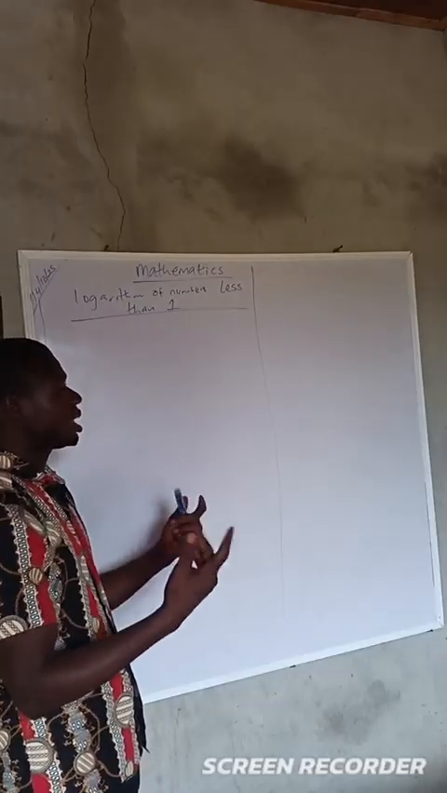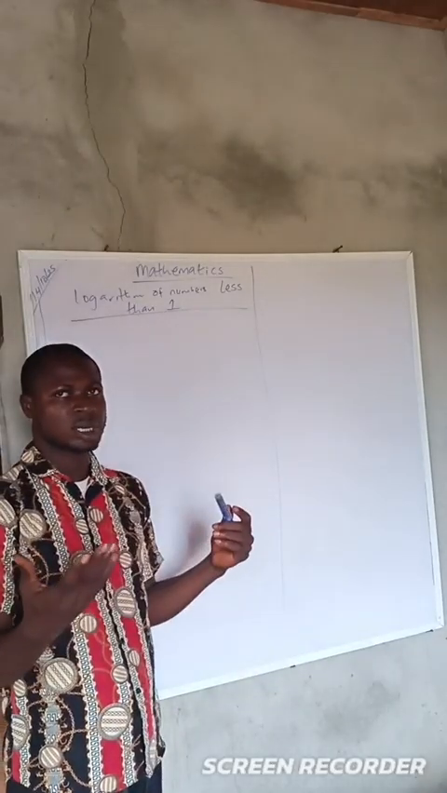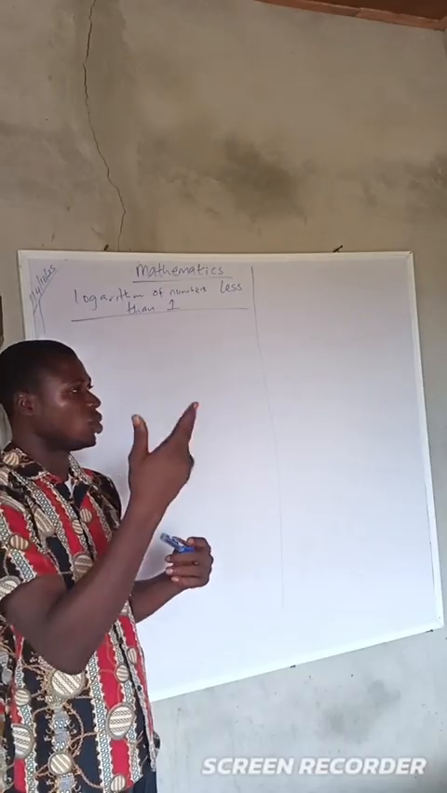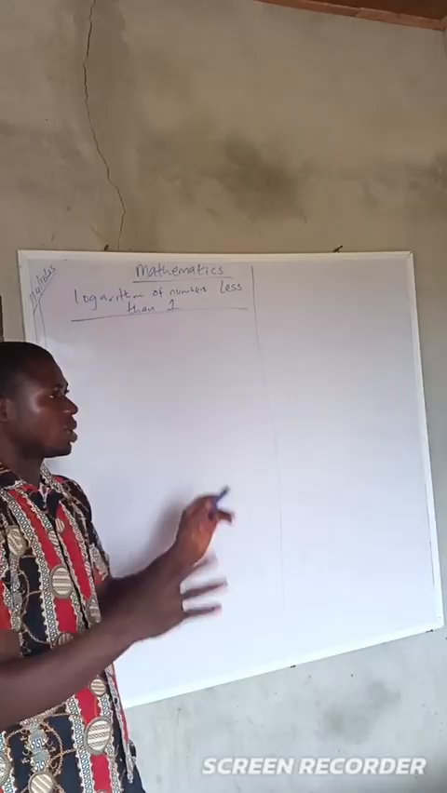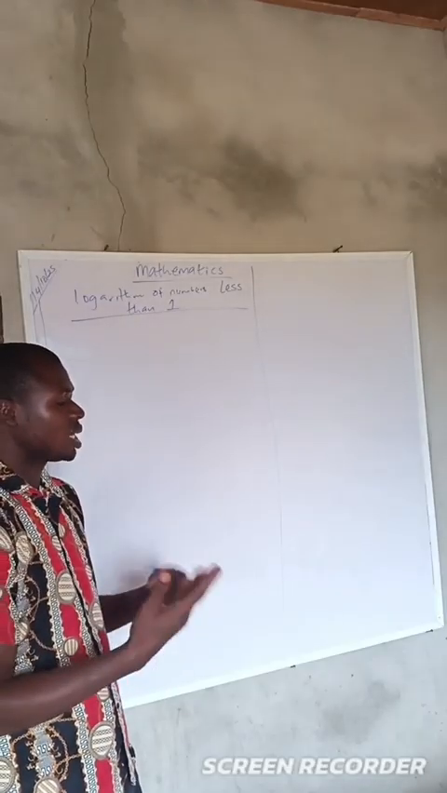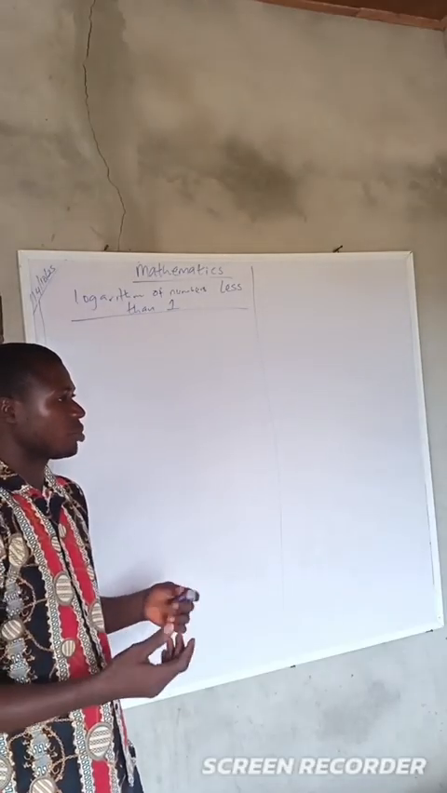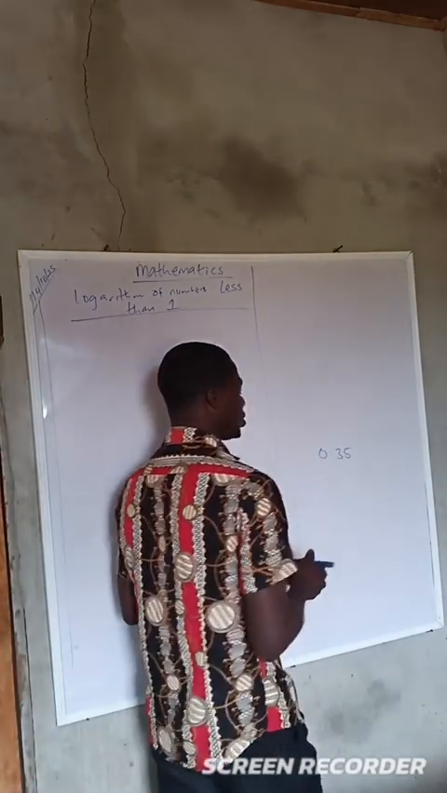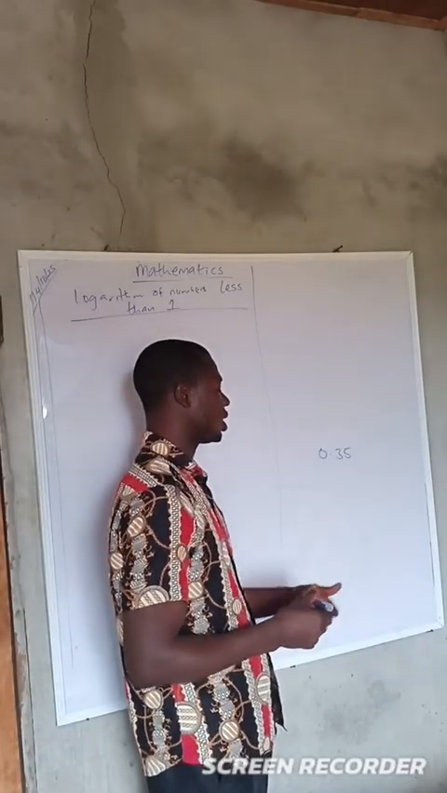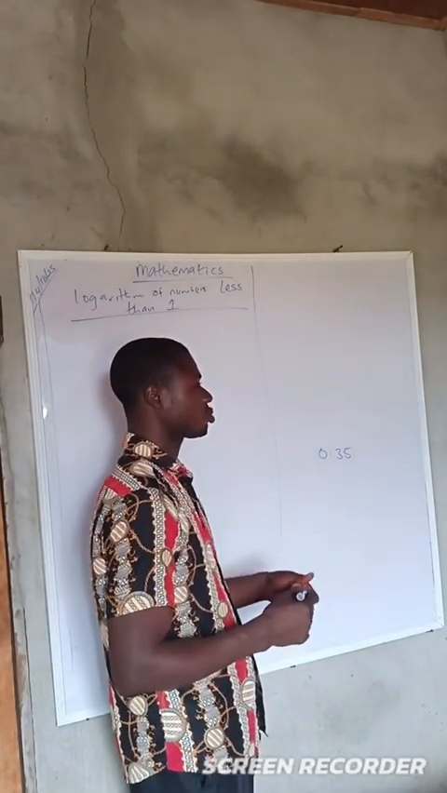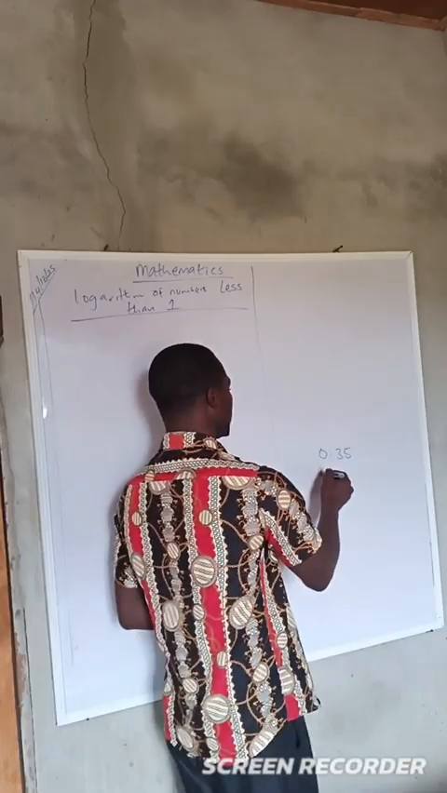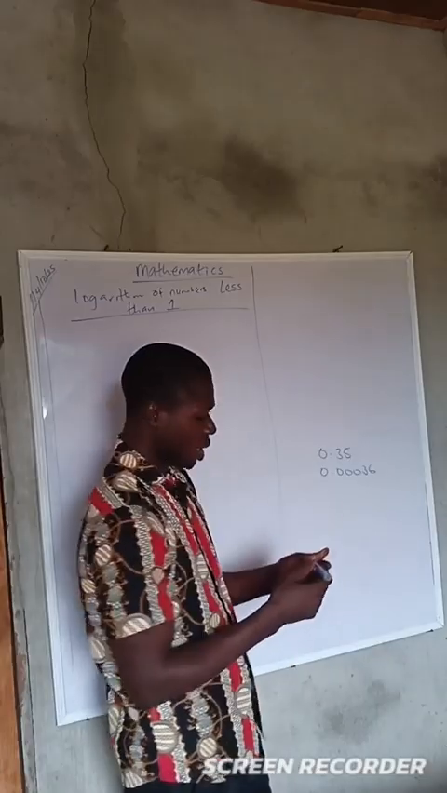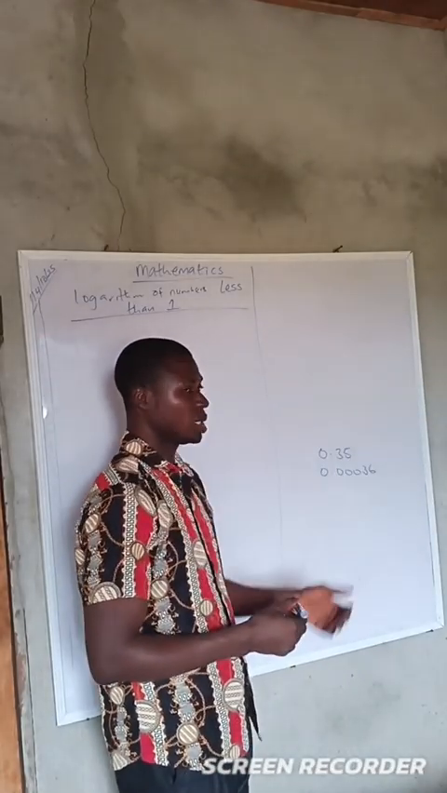So when we say numbers less than 1, we are talking about numbers that involve decimals, fractions, where the whole number is 0. That is numbers that are less than 1. You have 0 point something. Maybe let's take for instance, you have 0.35. This number is less than 1. This is 35 over 100. You have 0.00036. This number is as well less than 1.